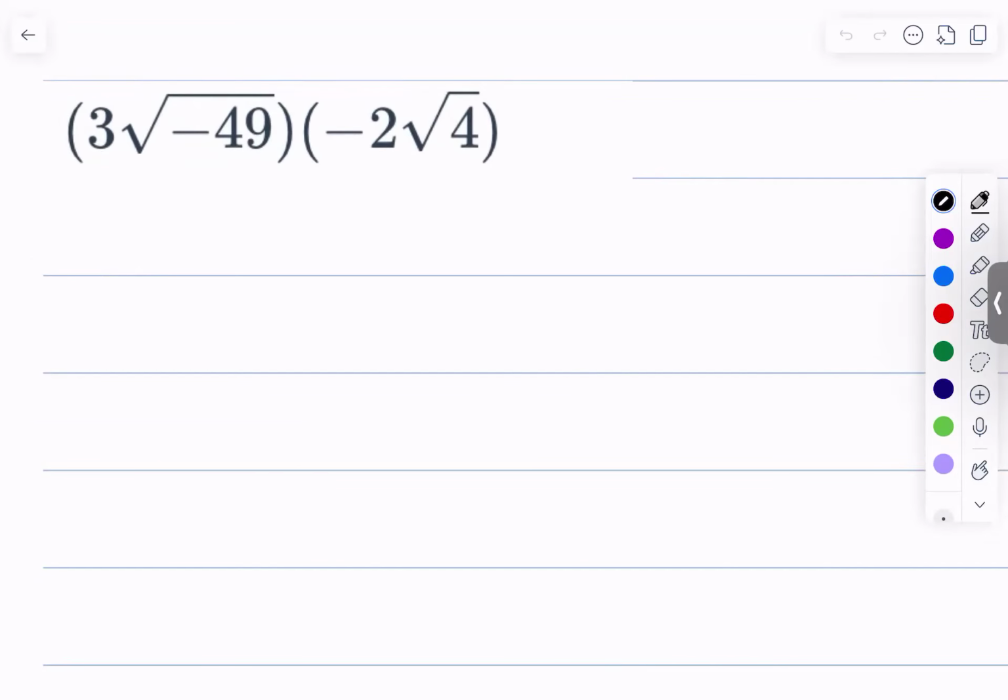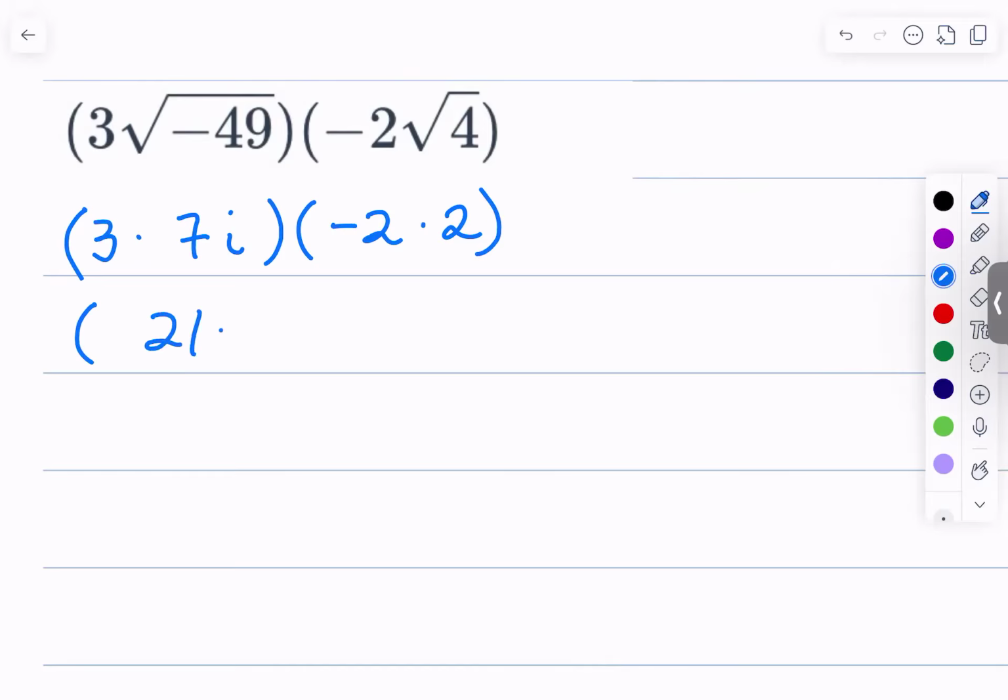root of 4. So the first thing we do here is we have to simplify, right? So in this case here, 3 I can't simplify. Square root of negative 49 is 7i, right? Because it's negative 49. Times negative 2, square root of 4 is 2. So if we multiply, again, 3 times 7 is 21i. Negative 2 times 2 is negative 4.